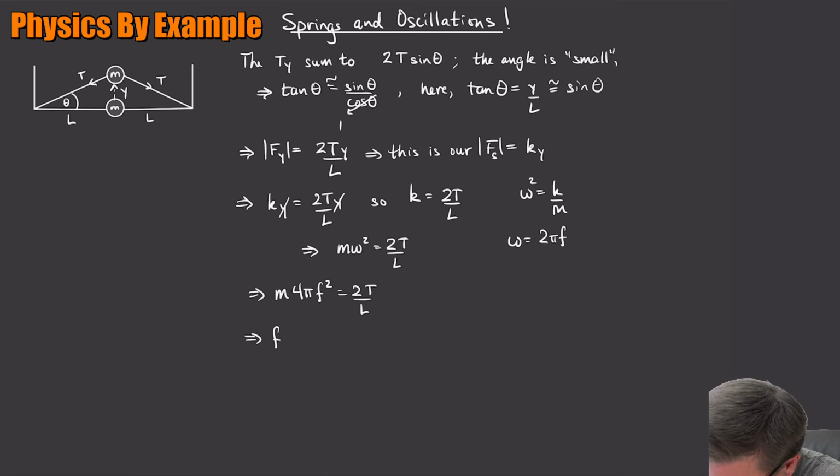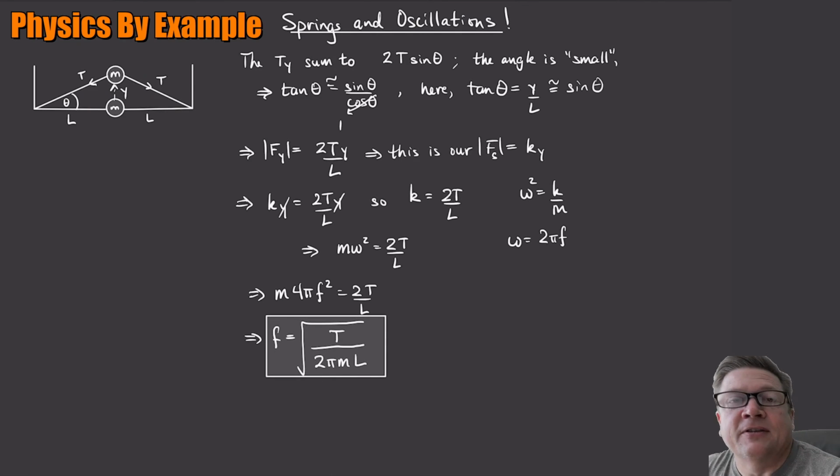So if I were to know the frequency of oscillations of this thing, it looks like the frequency is going to be 2T, and I'm going to divide by a 4, so the 2 is going to cancel. I'm just going to have a T over 2 pi M L. Here we go. So that's going to be our frequency of oscillations of this thing. I keep forgetting my squared. It should be pi squared whenever I square the omega. Okay, so if that's going to be my frequency, let's just put in some numbers.